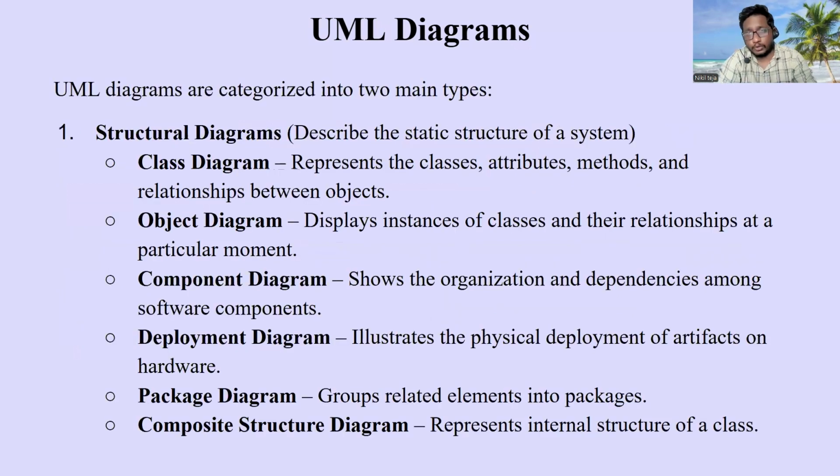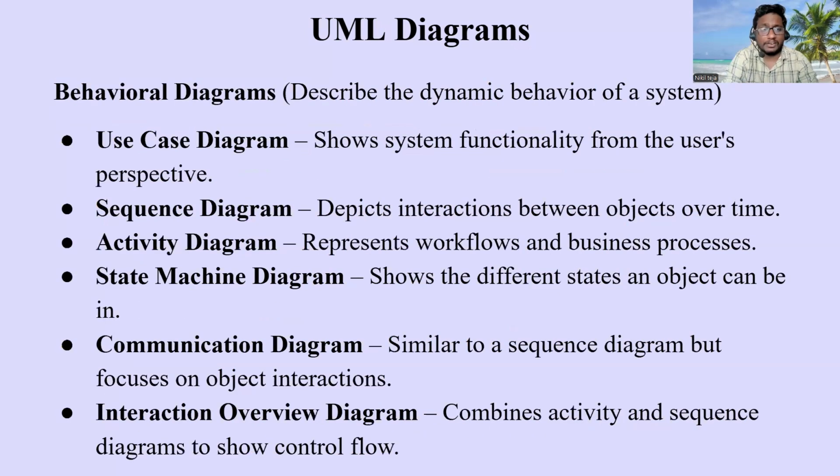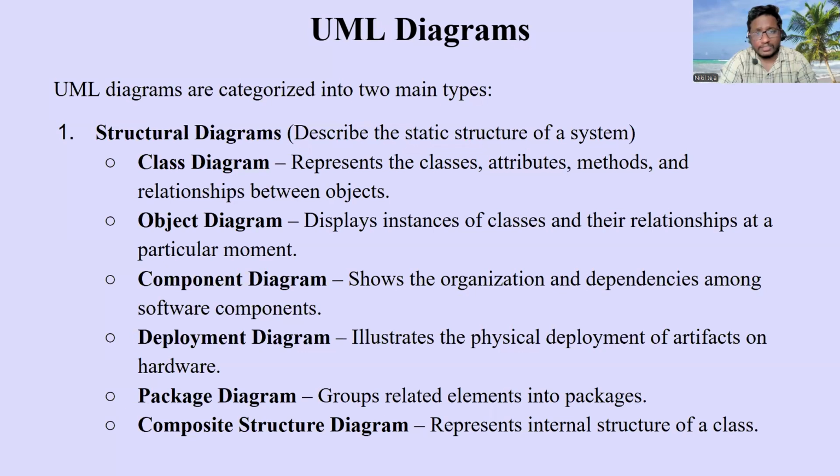So there are two types, two categories of UML diagrams. One is structural and one is behavioral. Structural diagrams will be used by developers. We just need to know: class diagrams, object diagrams, component diagrams, deployment diagrams, package diagrams, composite structure diagrams. These all come under structural diagrams, and these will be used by developers as well as technical teams.